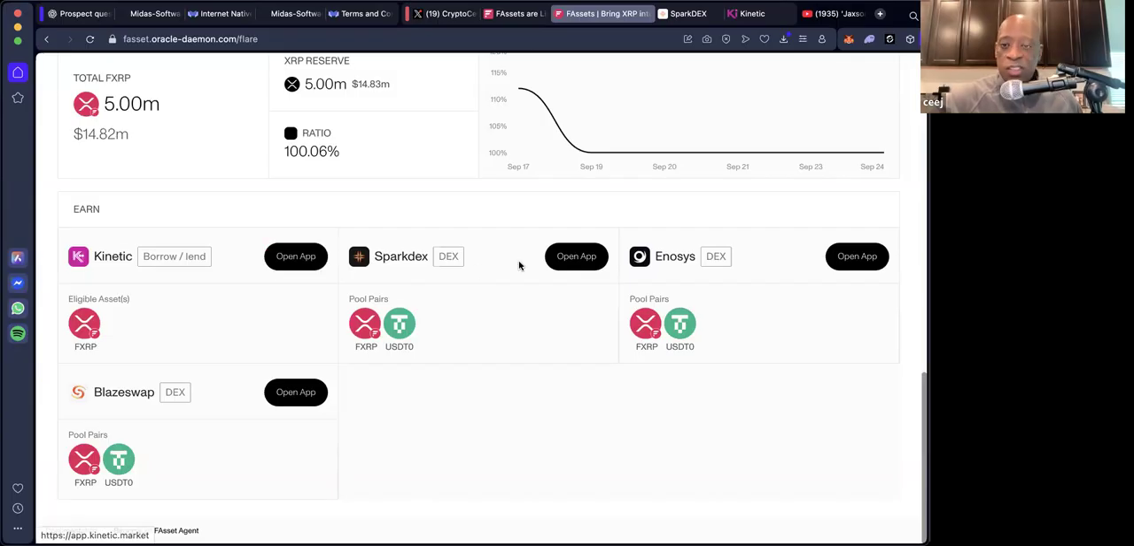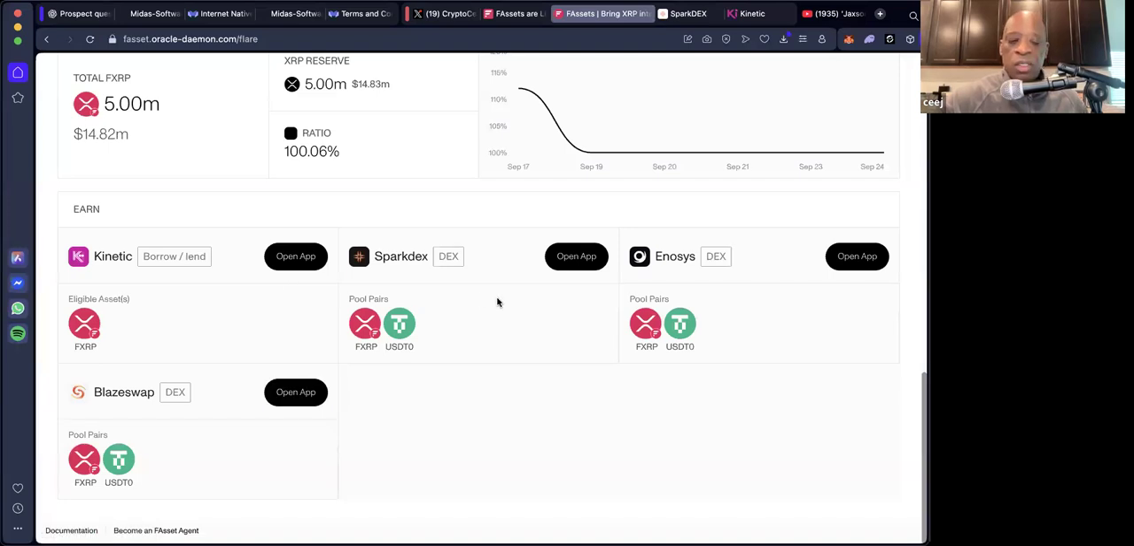With Sparkdex, you can click on these from the bottom of the minting page. You can click on Kinetic to go there. You can click on Sparkdex. Click open app and it'll take you to each one. I didn't have success with Enosis, and I didn't try Blaze Swap, but you can click there.